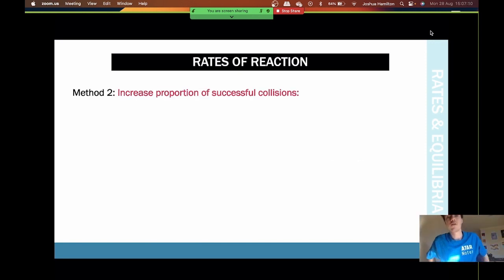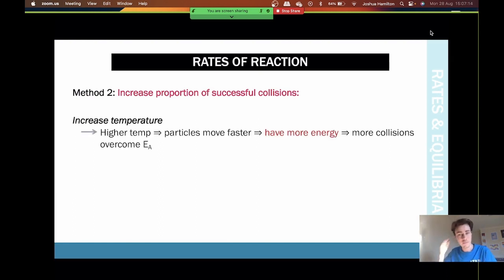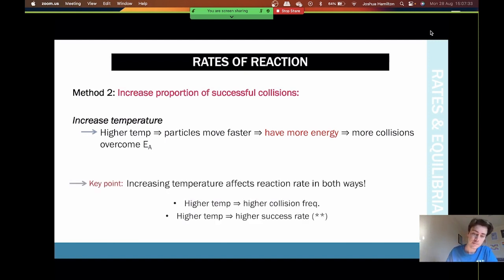Then the second method is to increase the proportion of successful collisions. The one that goes over both of these is temperature. If you increase the temperature, you're going to have more kinetic energy available. With more kinetic energy, or energy in general, available, you're going to have a greater opportunity to get over that activation energy, and therefore you're going to have a greater proportion of successful collisions.